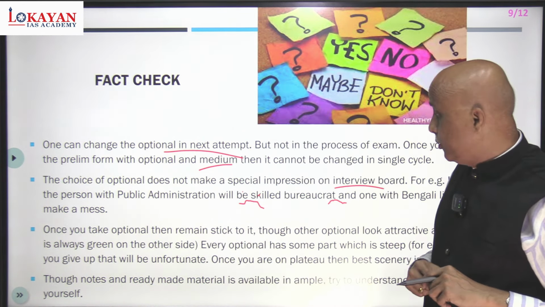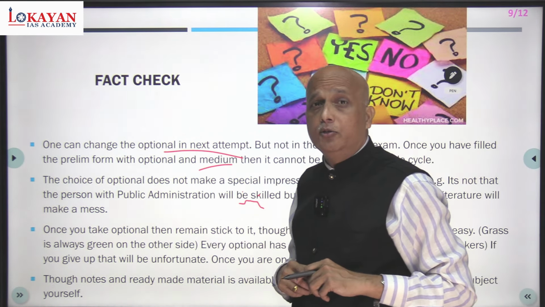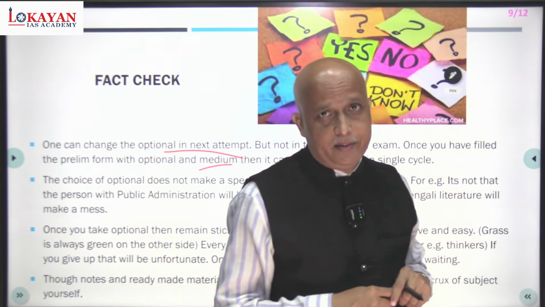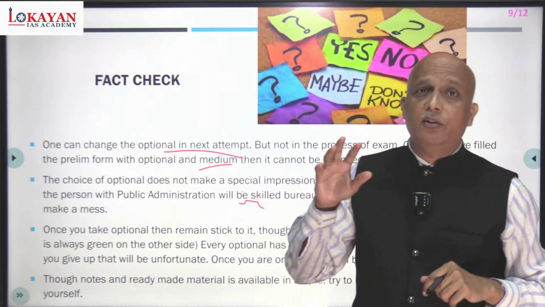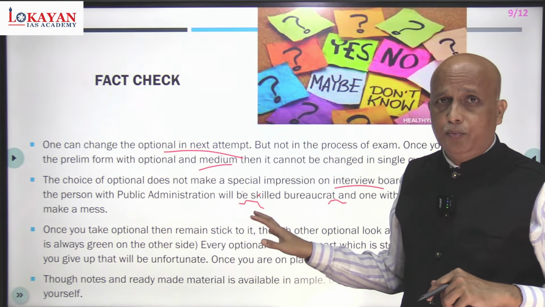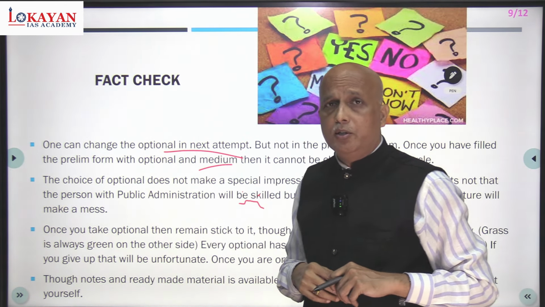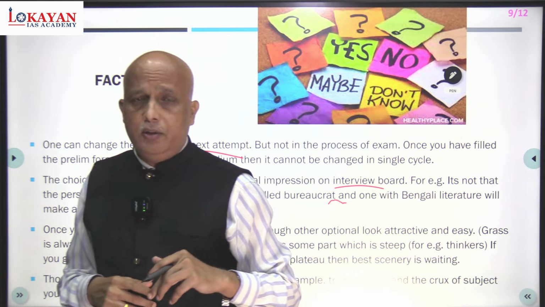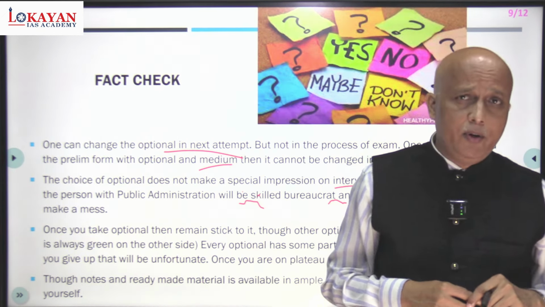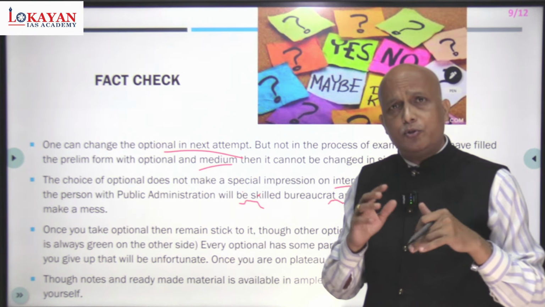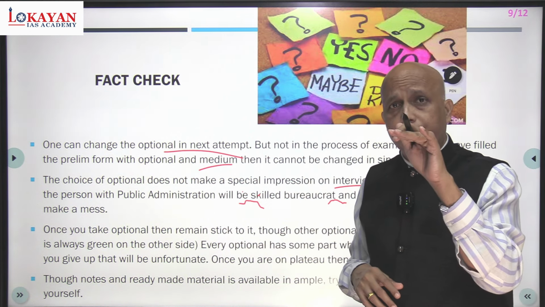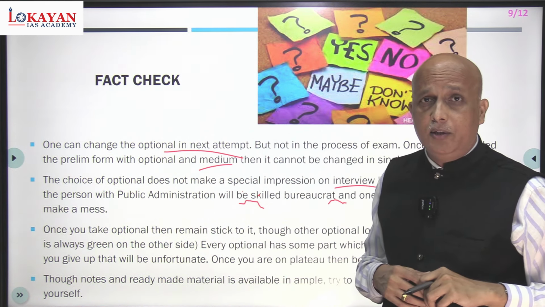Once you take an optional, you should stick to it. People keep thinking that others' optionals are good. This is like a psychological factor, isn't it? We always think that the grass is greener on the other side. Every subject has some part which is steep. Take sociology, for example. There is part one, with the thinkers. One may find it very difficult. Some people give it up. But once you cross that particular stage and go up, you will find it very interesting. Once you are on the plateau, you can see the greenery, you can see nature very well.